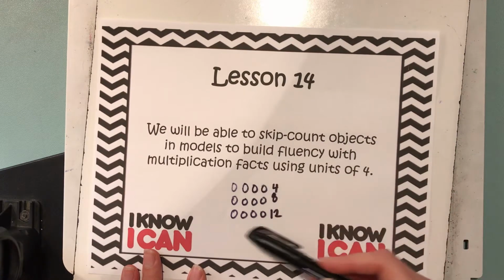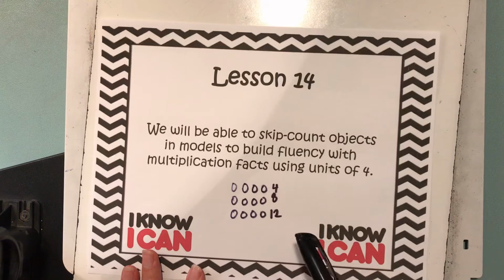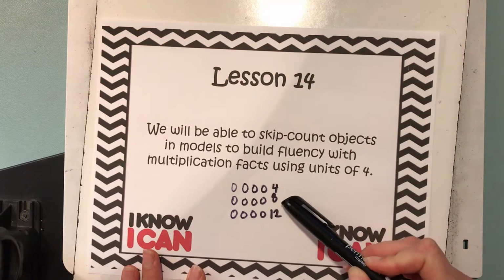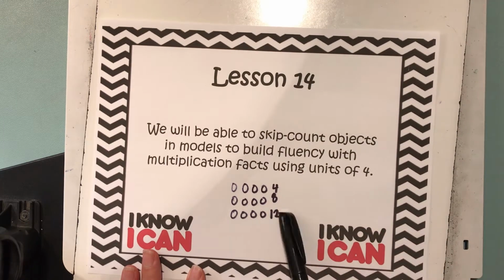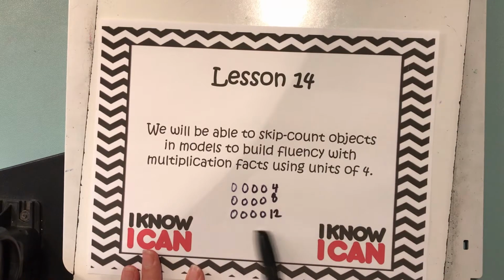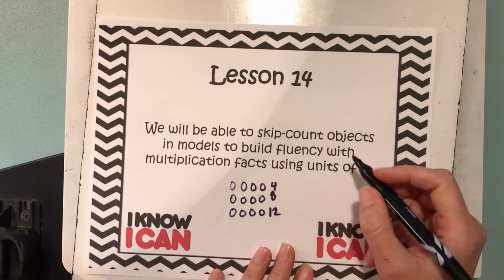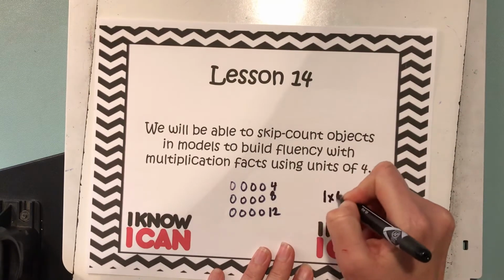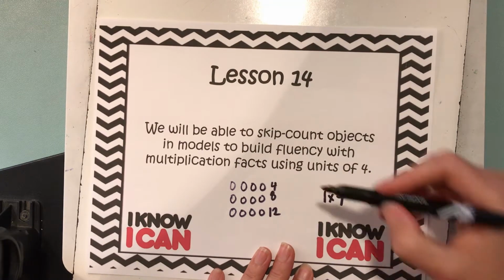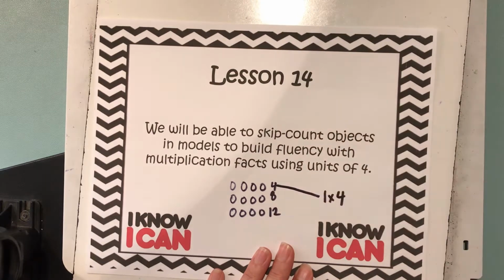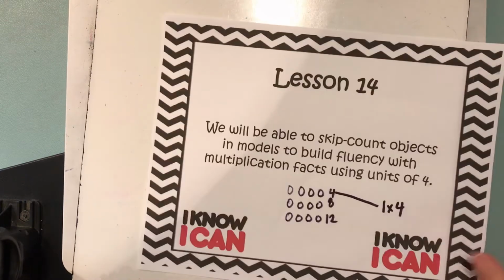So this is the model that I used, which was an array model. So I was skip counting this model each row by fours, 4, 8, 12. So that's what we're going to be doing today. But we're also going to relate it to multiplication. So which one shows 1 times 4? Oh, this one shows 1 times 4. Before we get started on that, we're going to do our application problem.